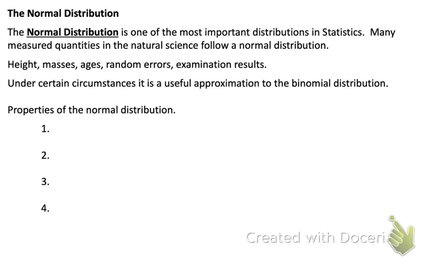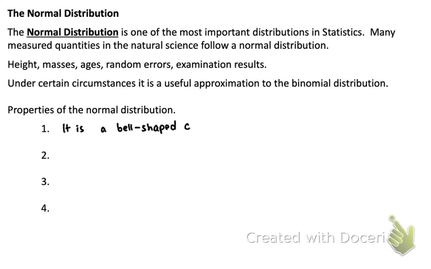It is considered arguably the most important distribution in statistics. Many of the measured quantities, especially continuous data, use the normal distribution. Some examples of things that are normally distributed include height, masses, ages, random errors, and examination results. So let's look at the properties of the normal distribution.